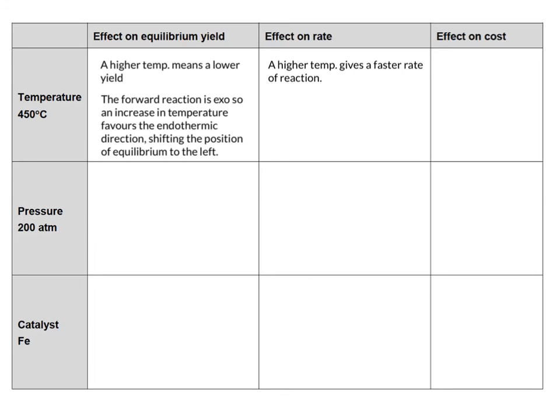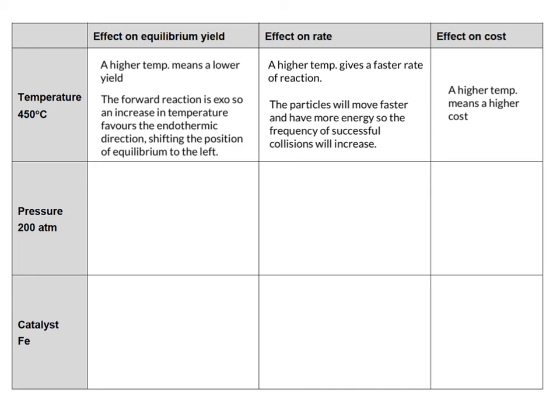Now let's consider rate. So a higher temperature is going to give us a faster rate of reaction. A higher temperature means the particles are moving more quickly. They're going to have more kinetic energy. So the frequency of successful collisions will increase. More particles will have activation energy or greater, and they will be colliding more frequently. So the frequency of successful collisions will increase. Of course, a higher temperature means a higher cost. So it does have that implication too.